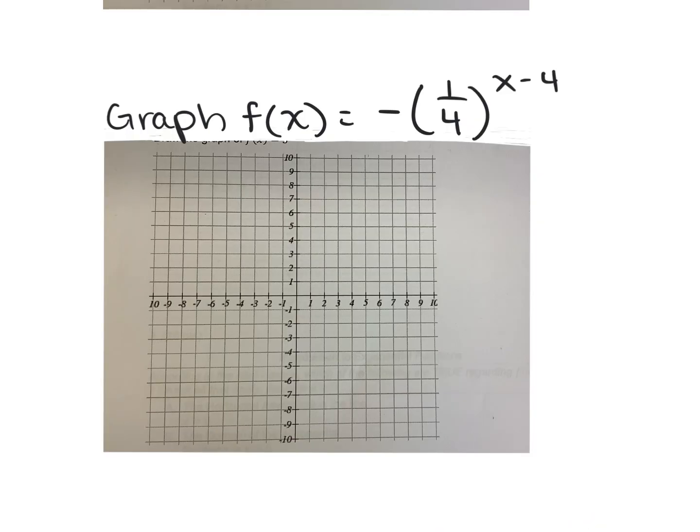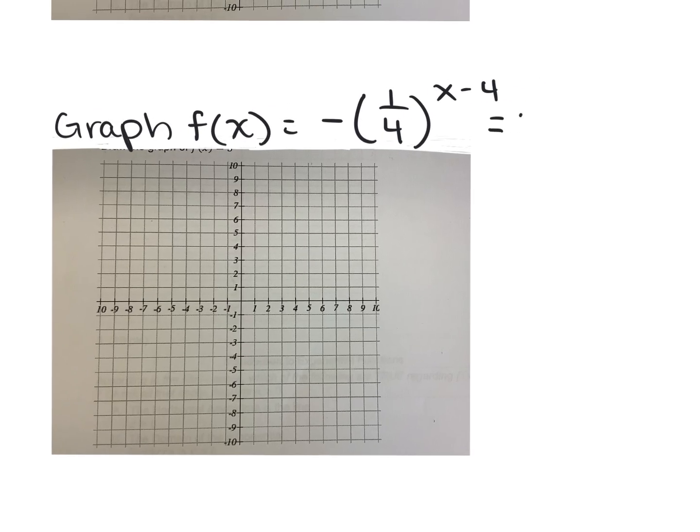All right, next one we see here, we have f of x is equal to -1/4 and then x minus 4. So this one I'm going to do using transformations. So I have a negative. I'm going to change this into 4 to the negative first power. And then out here I have x minus 4. So what that's going to change to is negative. I'm going to have a base of 4. And then this -1 is going to be in here.